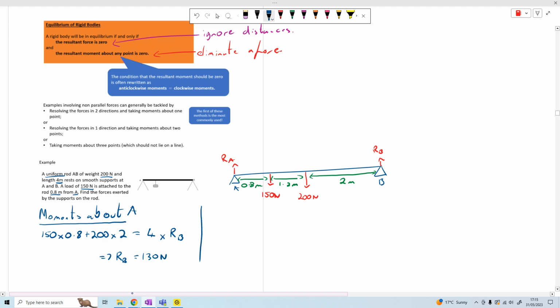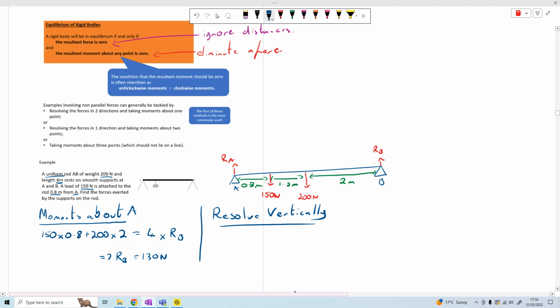Now I've found one, and I've got two things to think about here. I can either take moments about B, which eliminates RB, and then I'd have the same kind of thing again, or I can resolve vertically. Resolving vertically would be easier. However, let's say you got an answer on this first one and you weren't 100% sure whether it was correct. You could then think, let's eliminate it so I don't use it again. Because if I resolve vertically, I use my answer from here, so if I've made a mistake, I'm going to carry that answer through and potentially lose some marks. So we're just going to be careful.